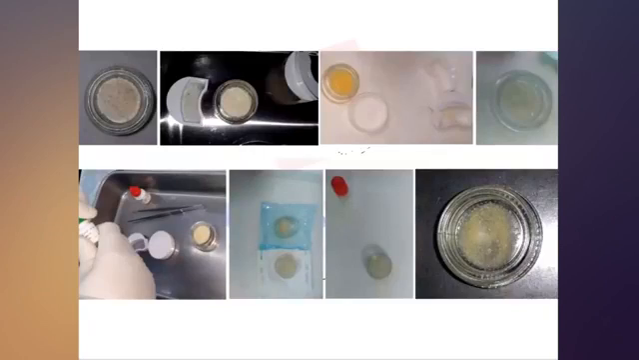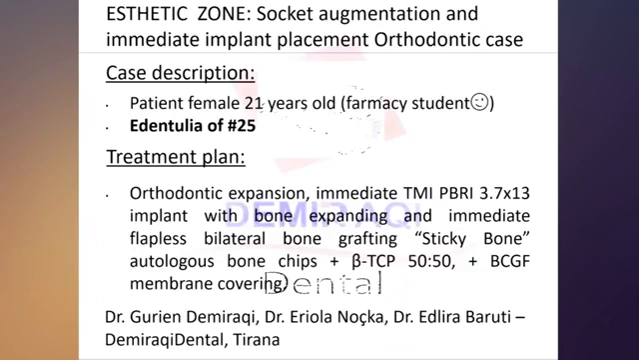I have lots of cases with teeth, since I've been using them for a lot of time. But since we are talking about combined situations, this is a socket augmentation with immediate implant placement in an orthodontic case. The patient is 21 years old, a pharmacy student, with edentulism of number 25, who was in orthodontic treatment to have an expansion in order to allow me to place this graft. And then I placed the implant and, flaplessly, I grafted bilaterally with sticky bone and also BCGF membranes.